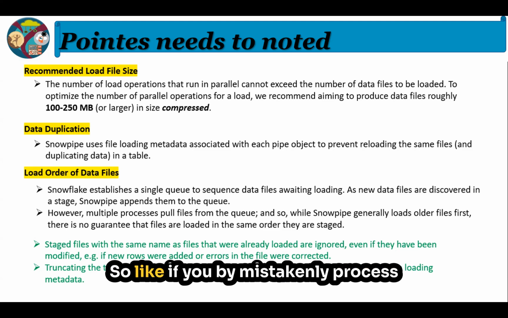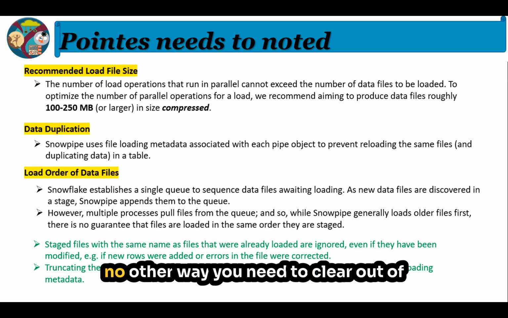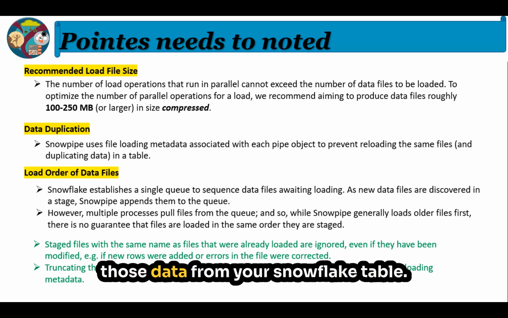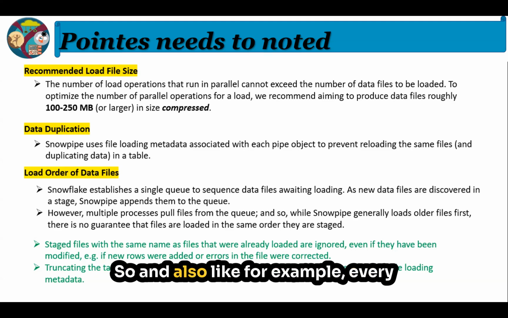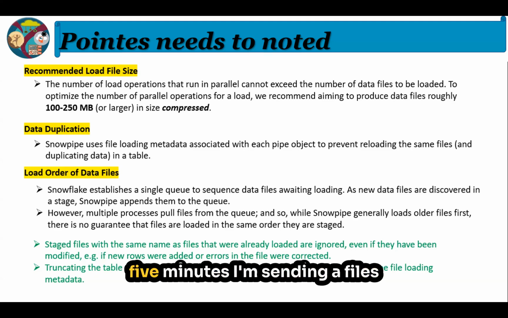If you mistakenly process duplicate entries, there is no other way; you need to clear that data out of your Snowflake table. Also, for example, say every 5 minutes I'm sending a file into my stage, and as soon as that file is received, Snowpipe is going to process the data.